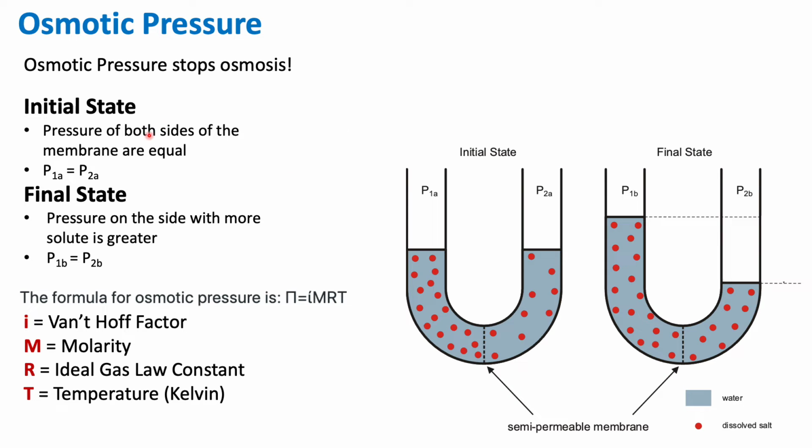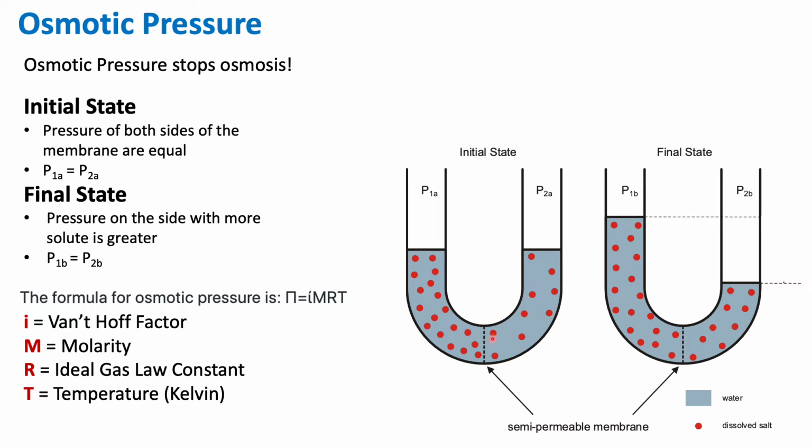Osmotic pressure, in simple terms, refers to the pressure that stops osmosis. And we'll take a look at what that actually means. So remember that osmosis is the diffusion of water from areas of low solute concentration to areas of high solute concentration. Now, on the left side, we can see that we have a higher concentration of solute, and on the right side, we have a lower concentration of solute.